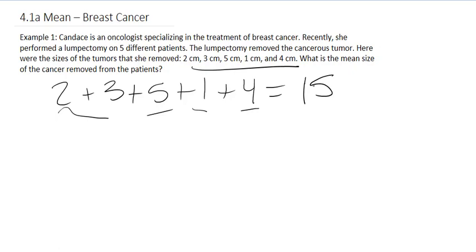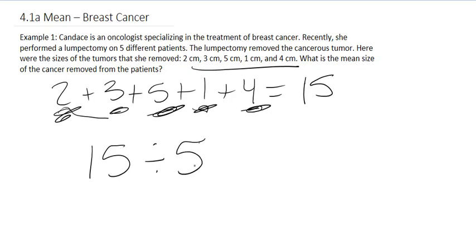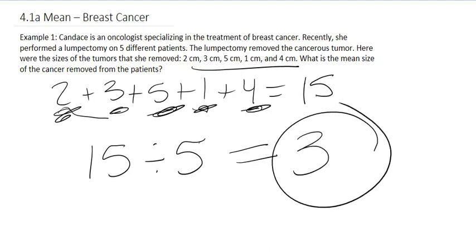So now we've added up all the numbers. We notice there are 1, 2, 3, 4, 5 samples. So we now take our 15 and divide by the number of samples, which is 5. So 15 divided by 5 is equal to 3. So now 3 is our mean size of the cancer removed from the patients.